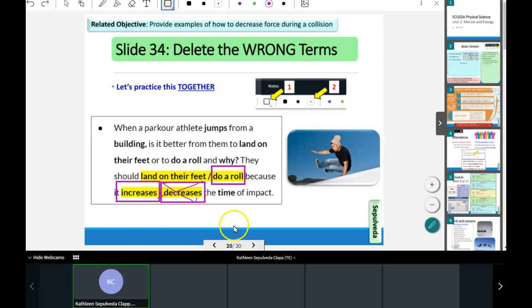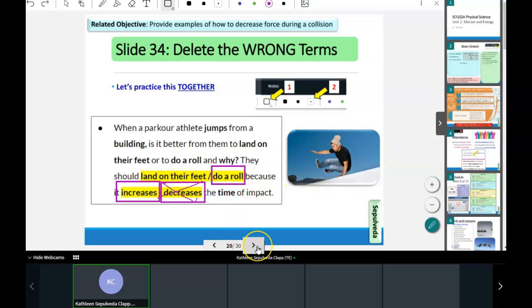Excellent. So go ahead and lock those answers. It's do a roll and increase our time of impact. Go ahead and lock your answers in on that one. I apologize, it's increasing the time of impact, not decreasing. We don't want to decrease our time, because more time means less force.